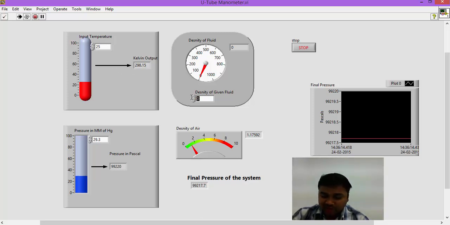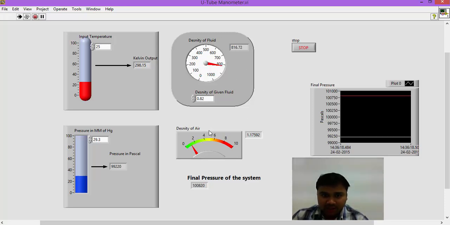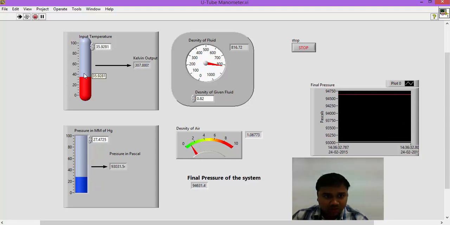and I am giving the density of the fluid 0.82, and the density of the fluid we have got here, and the final pressure of the system is 100,820 pascals, and the density of the air is 1.17. Even if you change here, automatically the waveforms will change. So you need to give me observations by changing the input temperature.